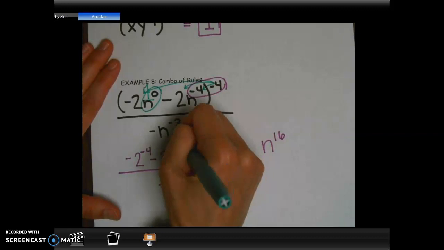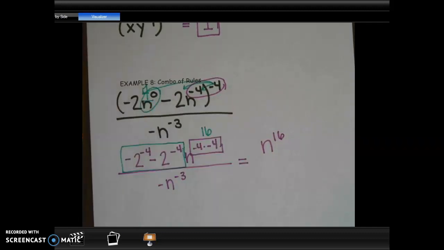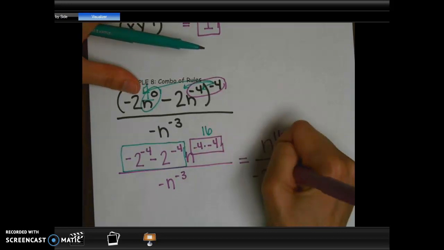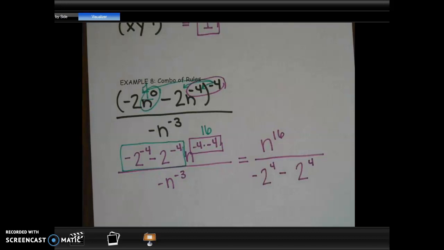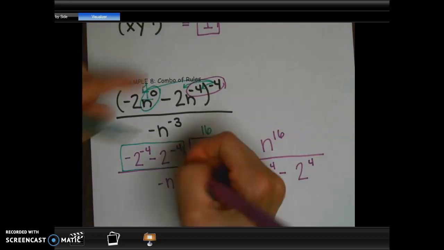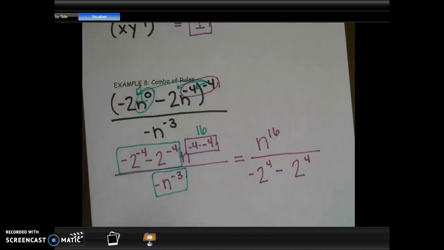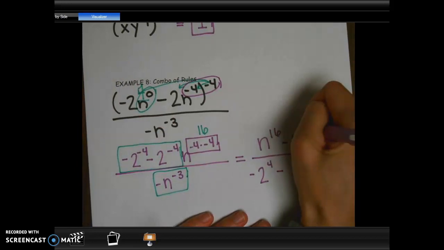We have all this that is negative. The way we make that positive is we need to move it to the bottom. So we have negative 2 to the positive 4, negative 2 to the positive 4. All right, we also have a negative right here that we need to turn positive. So now we have n to the positive 3.